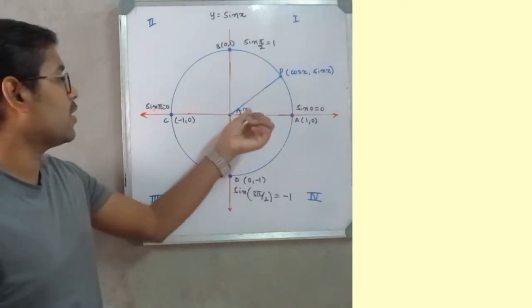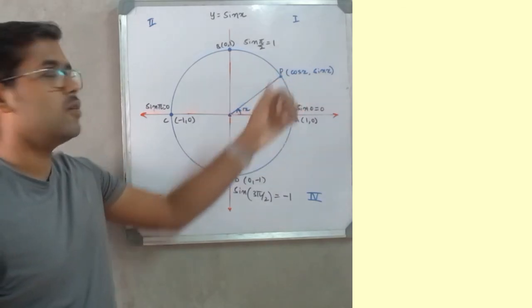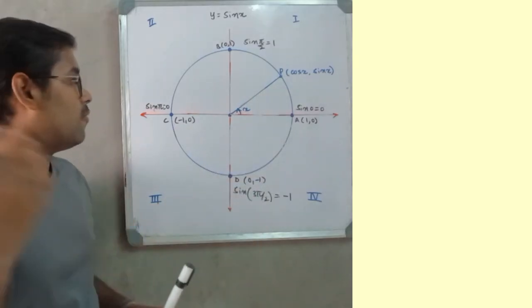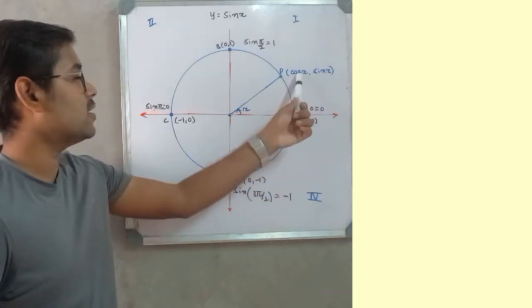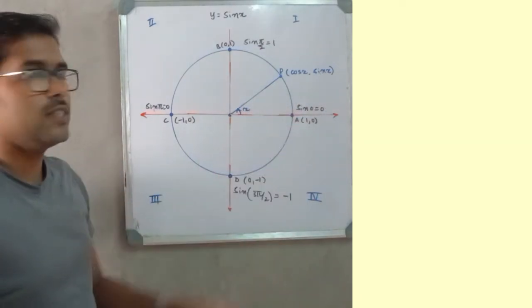In this figure, for every angle x, we will get a point P on the unit circle. And that point P will have two coordinates, the x and y coordinates. The x coordinate is the cos of this angle x and the y coordinate is the sine of this angle x.